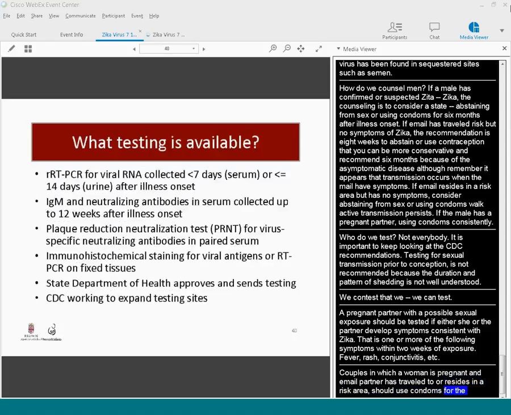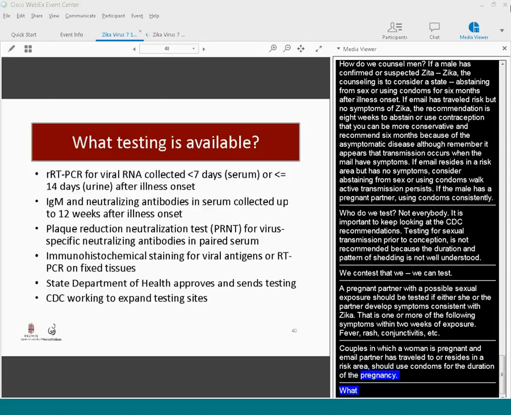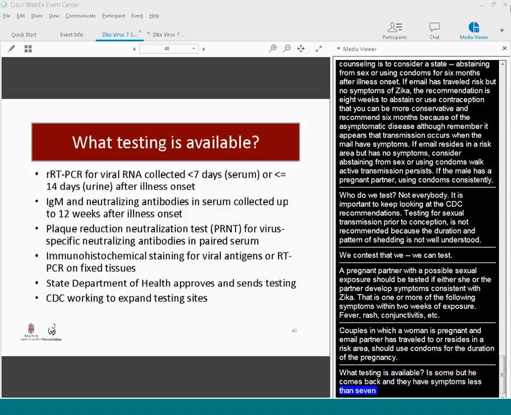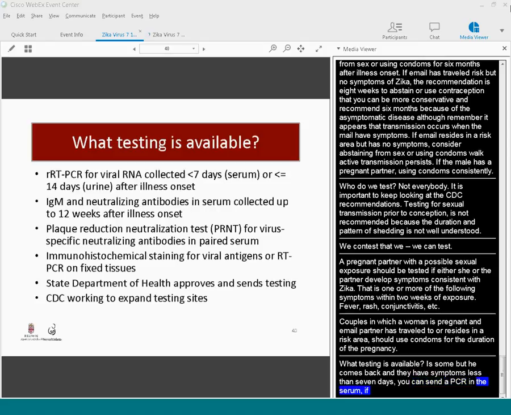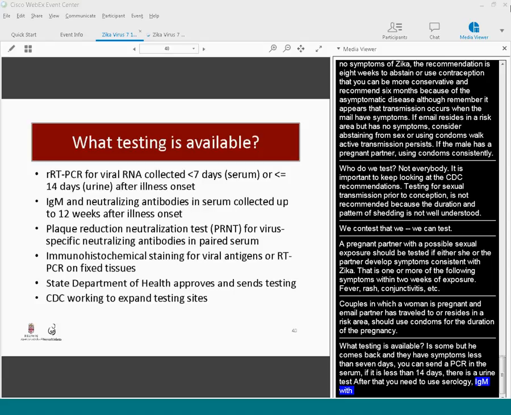What testing is available? So we went over this a little bit in the first part of the presentation. If somebody comes back and they have symptoms less than 7 days, then you can send the PCR in the serum. If it's less than or equal to 14 days, there is a urine test. You can do PCR in the urine for that as well. After that, you really do need to use serology, so IgM with neutralizing antibodies after that, and serum collected up to 12 weeks after illness onset. So really, we test for IgM 2 to 12 weeks after onset.